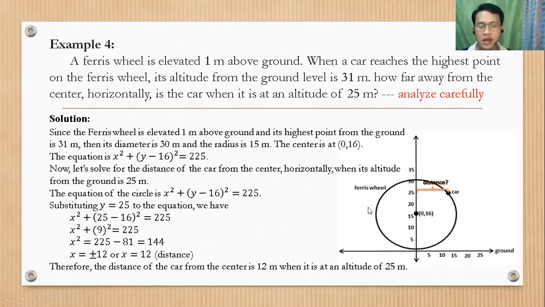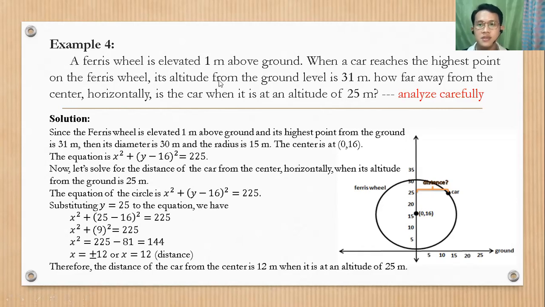Why is it 0, 16? Okay, from our illustration, look here. The Ferris wheel is elevated 1 meter. So this is the ground, and I have here a graph. As you can see, if this is the ground, we need to elevate 1 meter and then start counting. So that's 1 until 16, because of the radius of 15 meters.